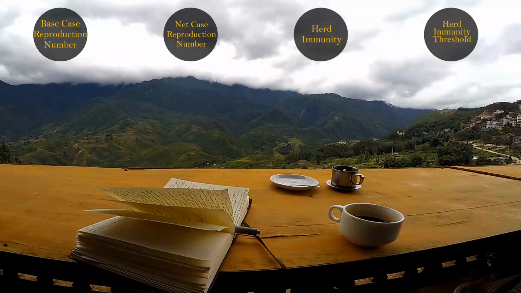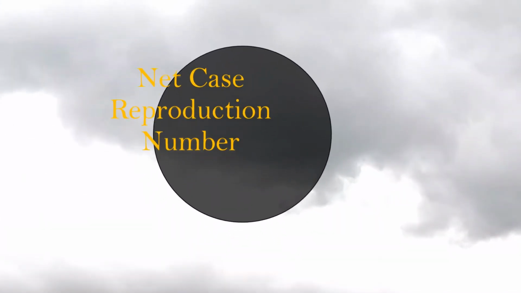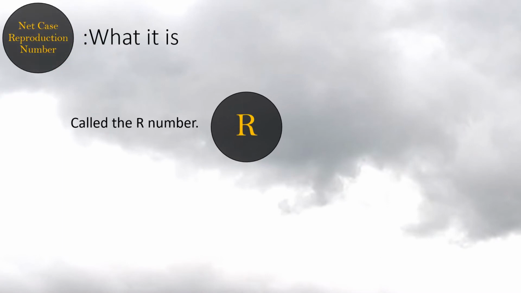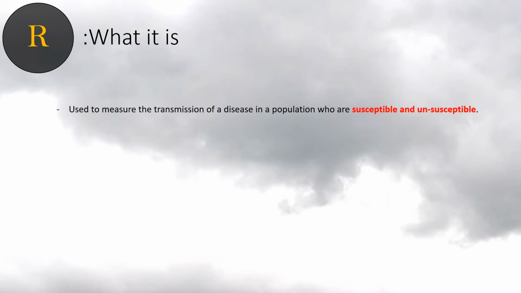Net case reproduction number. So then, it is also called the R number. Now, it is quite a bit different from the R0 that we've covered beforehand, where the R0 was the potential or the most extreme outcome for that disease, where every individual is susceptible. However, the R number is used to measure the transmission of a disease in a population, where the population includes individuals who are susceptible and non-susceptible.